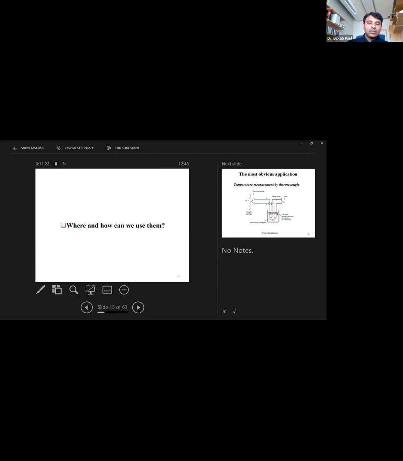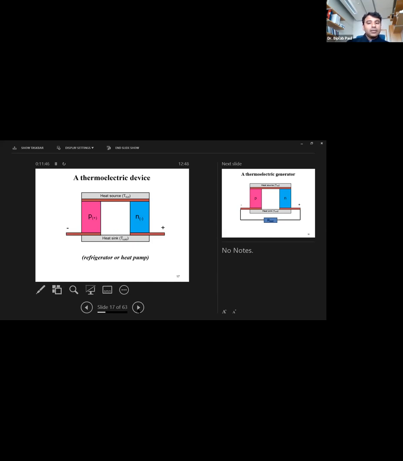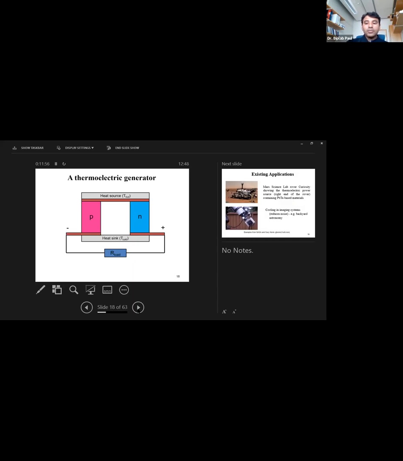Now I will discuss how we can use them. Most popular use of thermoelectrics is the use of thermocouples as temperature sensors. Depending on metal A and metal B, thermocouples can be of different types for different temperature applications. As I already discussed about the Peltier effect, a thermoelectric device can be used as a refrigerator by exploiting the Peltier effect. It can be used as a thermoelectric generator by exploiting the Seebeck effect.